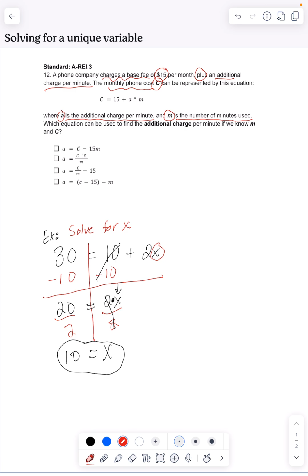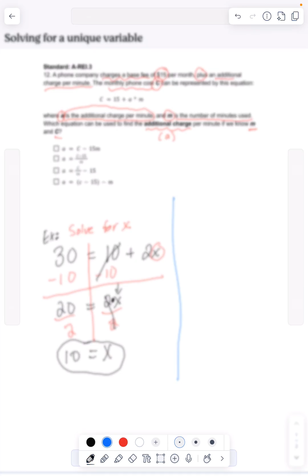And it says, which equation can be used to find the additional charge? Well, what was the additional charge? Oh, yeah, it was right here. It was A. So they're asking us to find an equation that could be used to find the additional charge per minute if we know the values of M and C. Well, okay, let's dive into that. How can we do that?